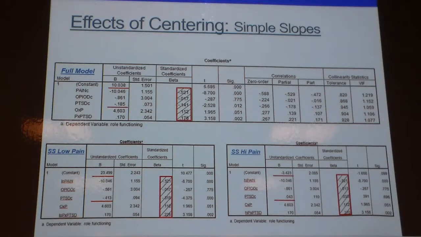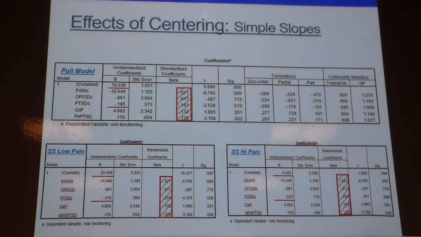What I see is a change in my intercept, but everything else is identical except for my simple slope of PTSD, right? This is the conditional effect of PTSD on my outcome at low levels of pain, right? And relative to my base model, I've got a stronger negative effect than in my base model. Same thing if I rerun this analysis at high levels of pain.